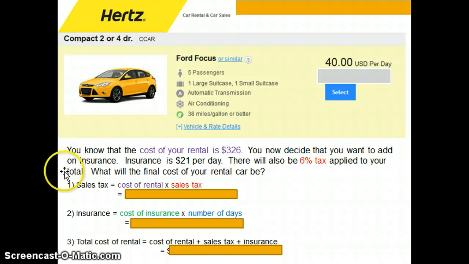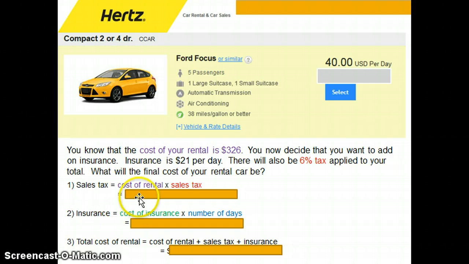Okay, so this is really like a next step from the problem that we did earlier. They already figured out the cost of the rental, so this total cost, $326, already incorporates the number of days and the number of miles. This is like a part B to that problem. So from where we are now, we need to find the sales tax and the insurance and then add everything up.